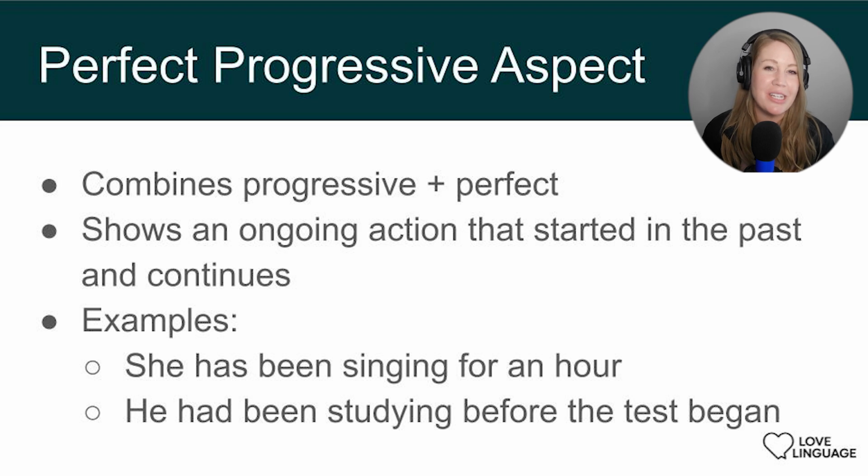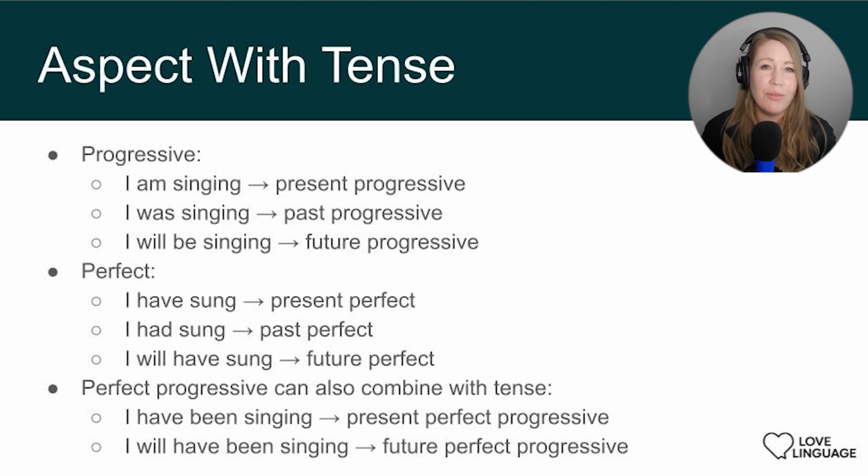So the combination adds subtlety, letting us see when the action started, how long it lasted, and whether it's ongoing or completed. All three aspects, progressive, perfect, and perfect progressive, can occur in the past, present, or future. For example, the progressive, I am singing, I was singing, I will be singing. Or the perfect, I have sung, I had sung, I will have sung. And the perfect progressive, I have been singing, I will have been singing.